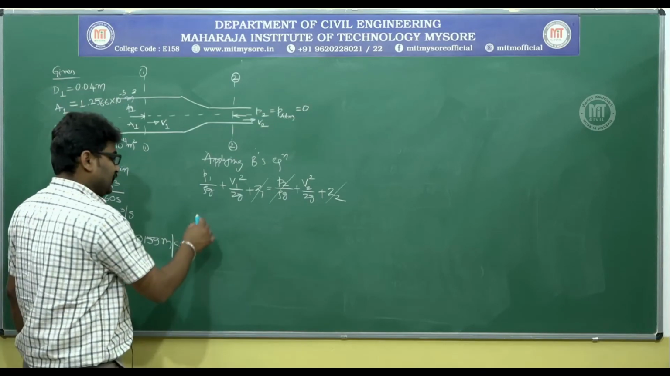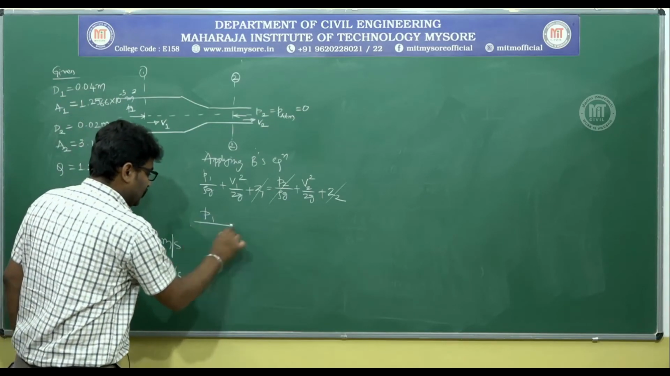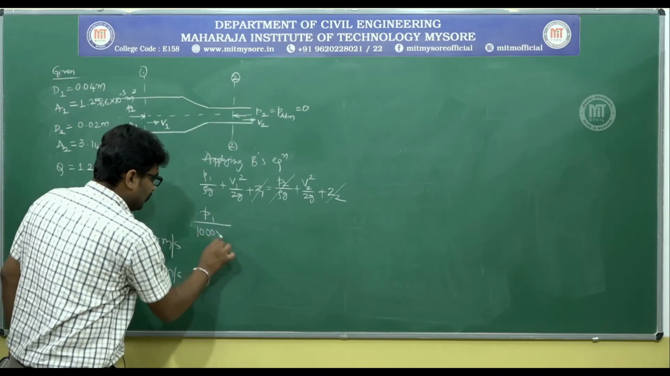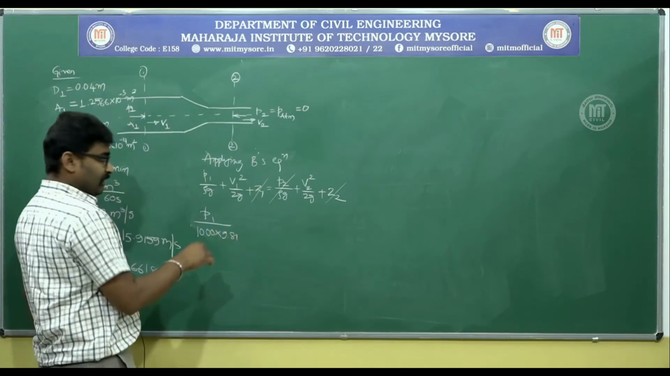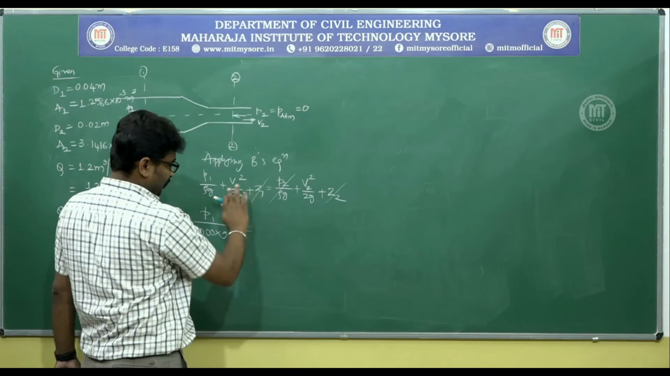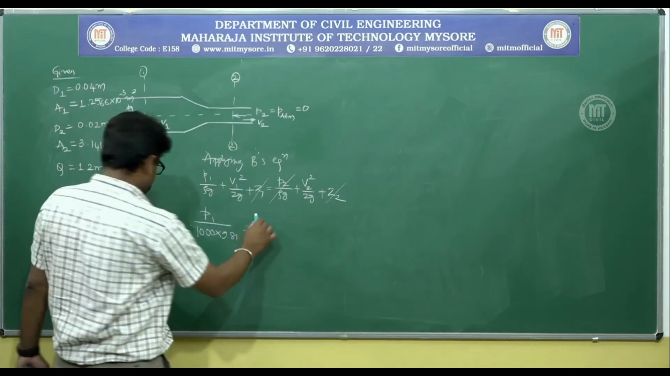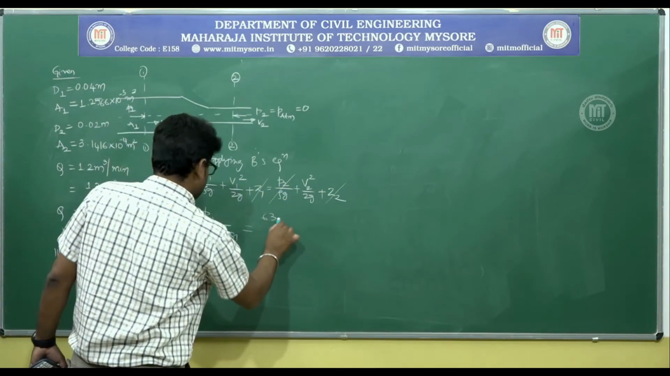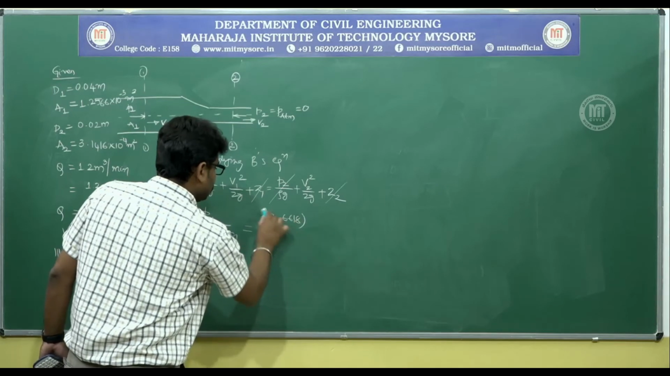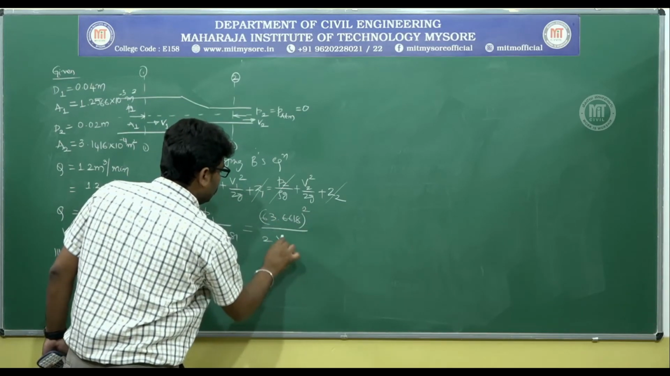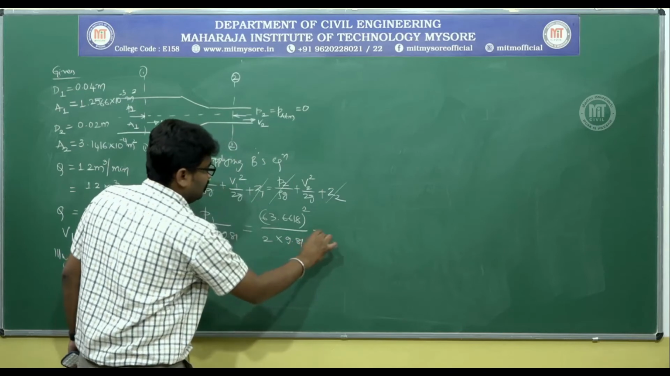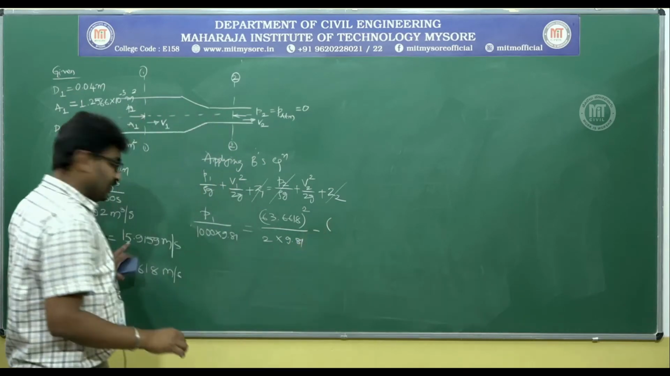P1 by rho g, that is unknown. P1 is unknown, divided by rho, which is 1000, into g, which is 9.81. This must be equal to V2 square by 2g minus V1 square by 2g. What is V2 square? 63.6618 square divided by 2 into 9.81, minus V1 square by 2g. What is V1?